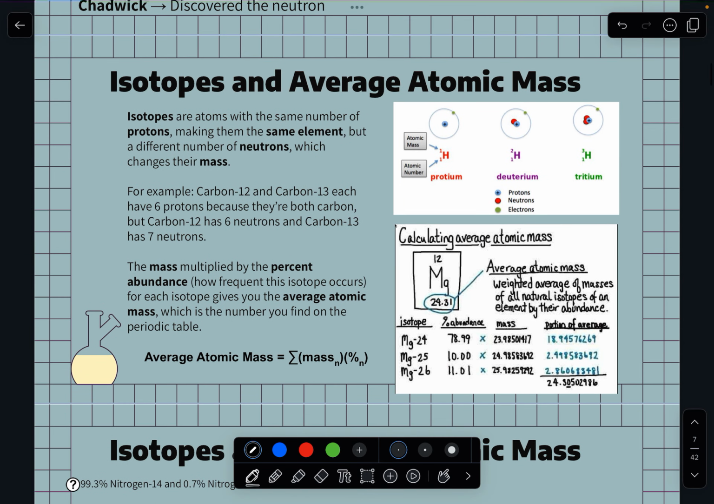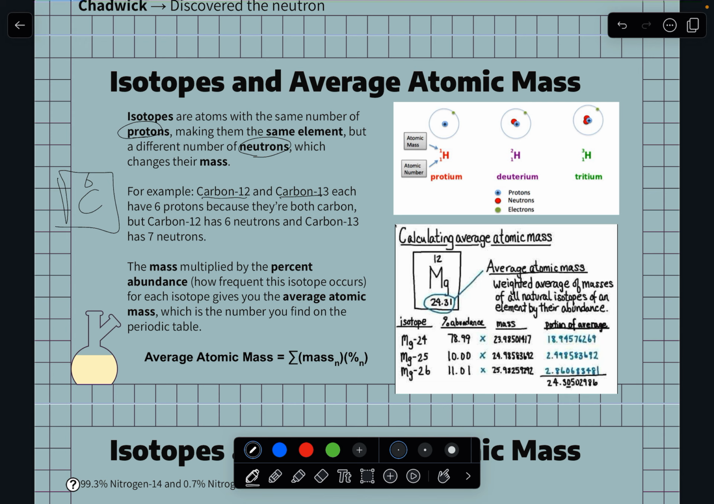So going into isotopes and average atomic mass, this is the point where we're going to start talking about mass a little bit. Remember, isotopes have the same number of protons, so it's the same element, but a different number of neutrons, which changes its mass. For example, if we have carbon-12 and carbon-13, carbon has 6 protons. It's number 6 on the periodic table, right? So it has 6 protons regardless of its mass.